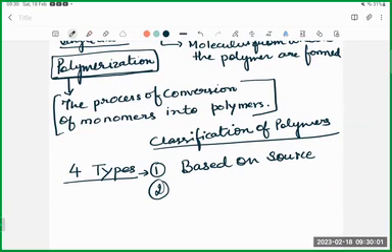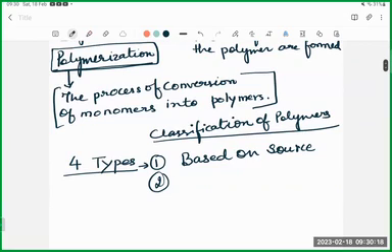Protein is a long chain, isn't it? A peptide chain. Starch is a polysaccharide. The word poly has come. Starch, cellulose, those are polysaccharides. So these are natural polymers. Based on source, we'll talk in detail later, because we have this much in the syllabus to study.